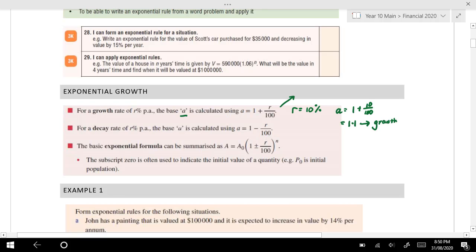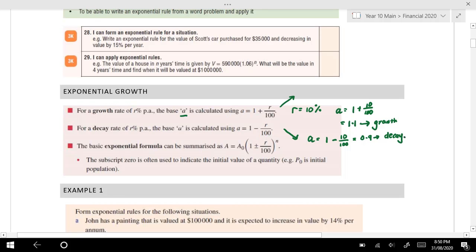And likewise, if something was declining at 10%, then we could have 1 minus 10 over 100, that's 0.1, which is going to be 0.9. Now, of course, this is what we call decay.